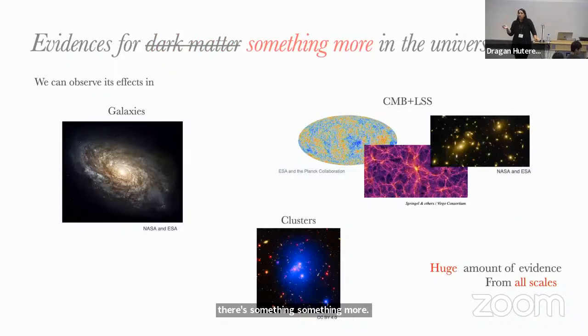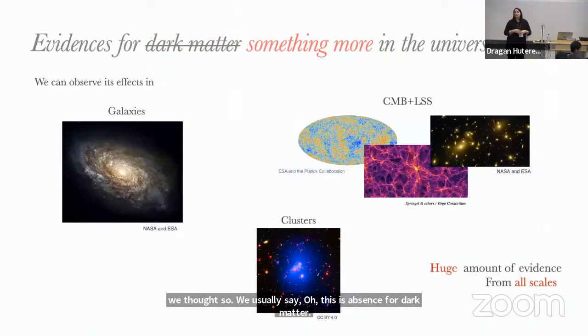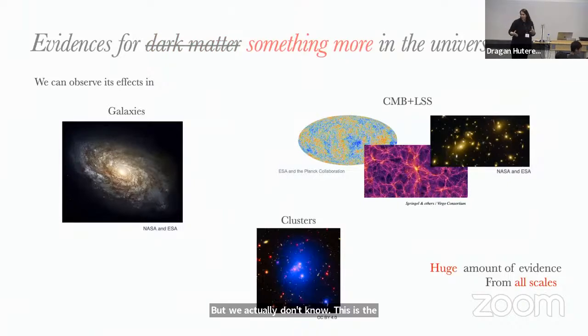tells us that there's something more than we thought. So we usually say, oh, this is evidence for dark matter, but we actually don't know. This is the interpretation we give now. This is the paradigm. This is what explains everything much better than anything else. But all that this evidence, all these observations, give us is evidence that there's something more, something missing from the ordinary baryons that we know in the universe. And then the interpretation of those results gives us dark matter.